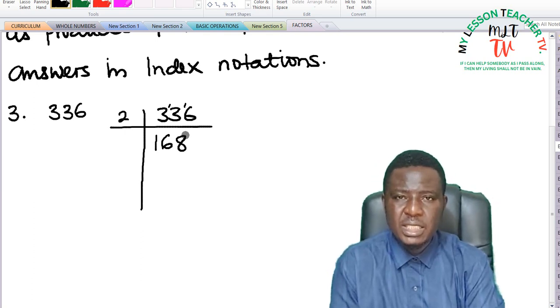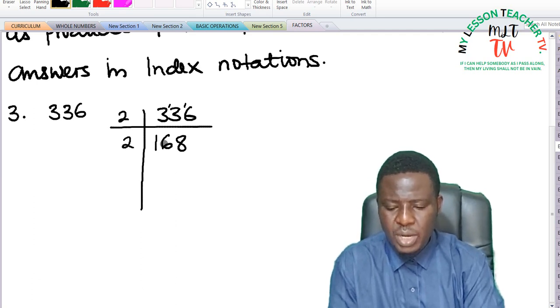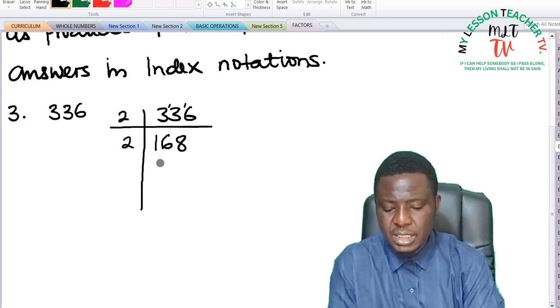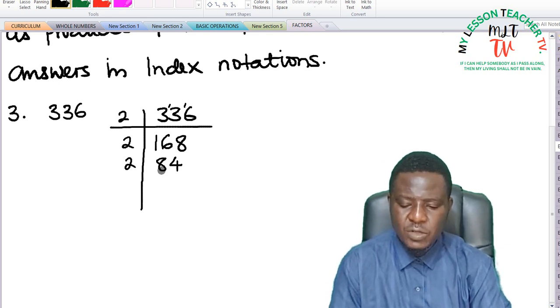But 168 is not a prime number, so we divide by 2. 2 into 1 it cannot. 2 into 16 is 8 times, and 2 into 8 is 4. 84 is not a prime number. You still divide by 2 because it is divisible by 2. How do I know that it is still divisible by 2? Because the last digit is said to be a multiple of 2.